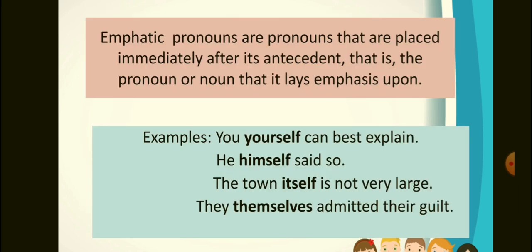Now let us know about emphatic pronouns. Emphatic pronouns are pronouns that are placed immediately after its antecedent, that is, the pronoun or noun that it lays emphasis upon. For examples, you yourself can best explain. He himself said so. The town itself is not very large. They themselves admitted their guilt.